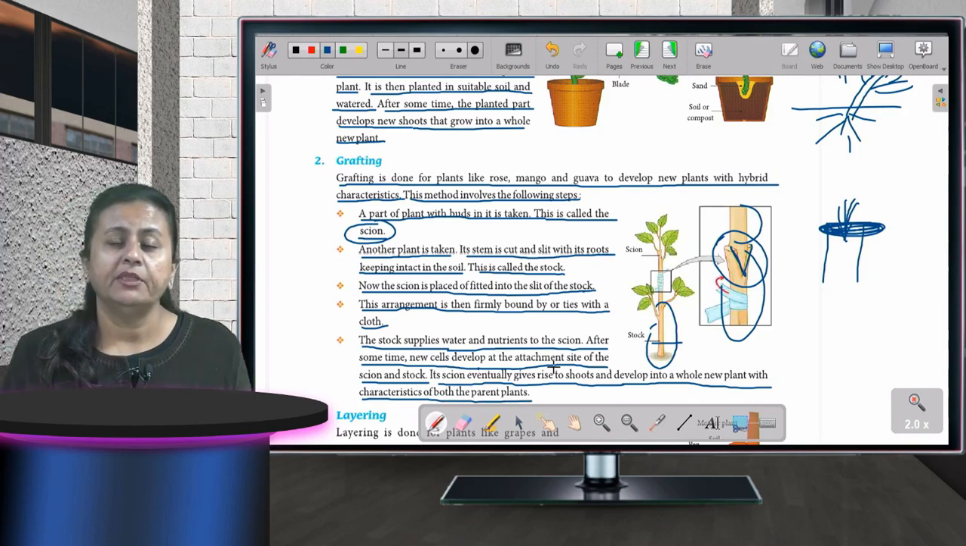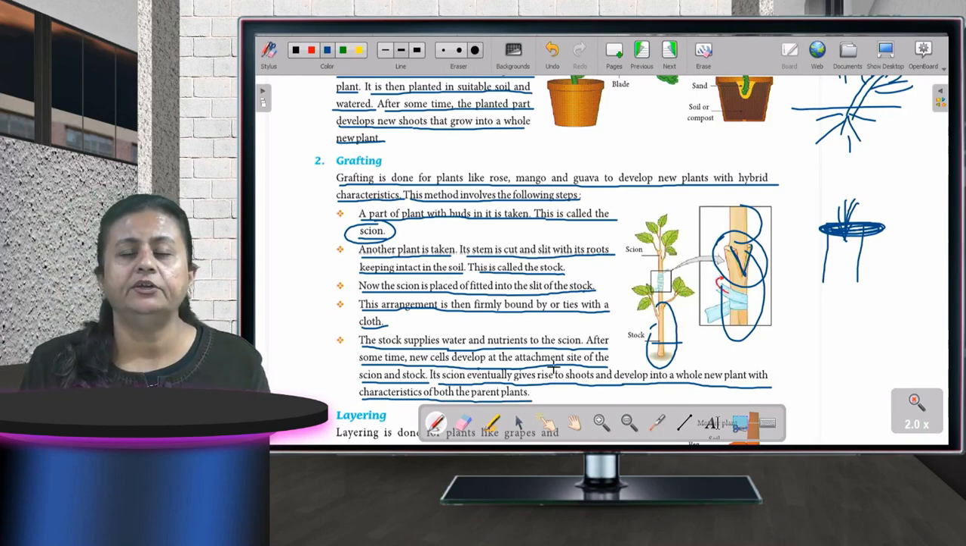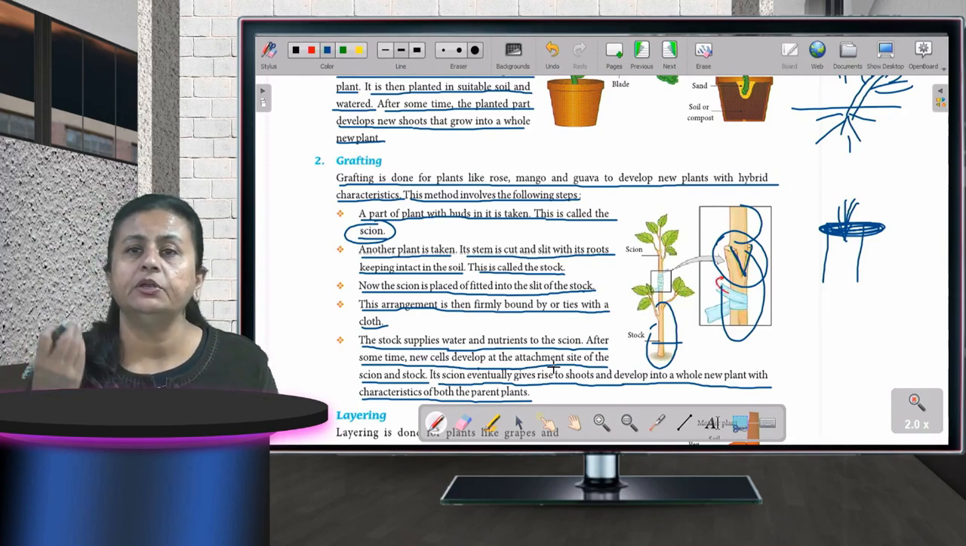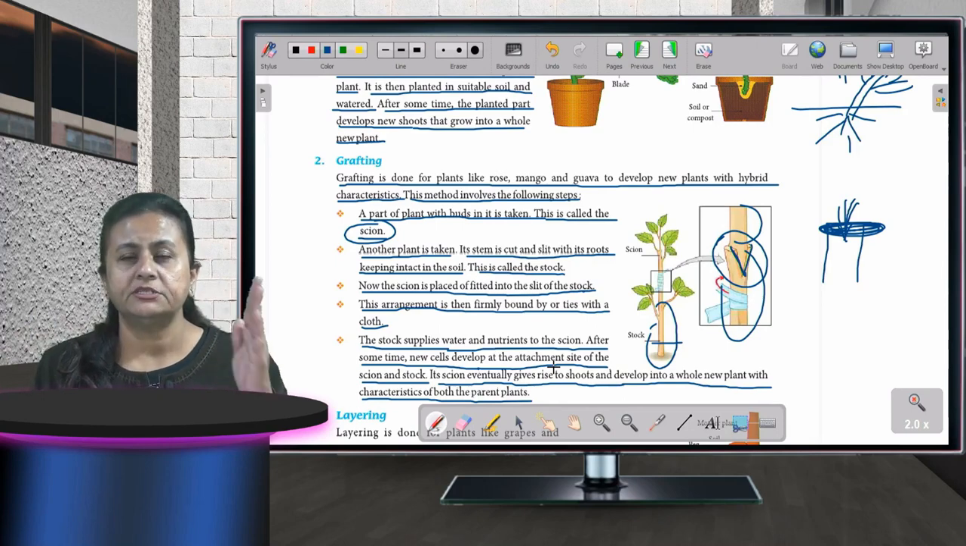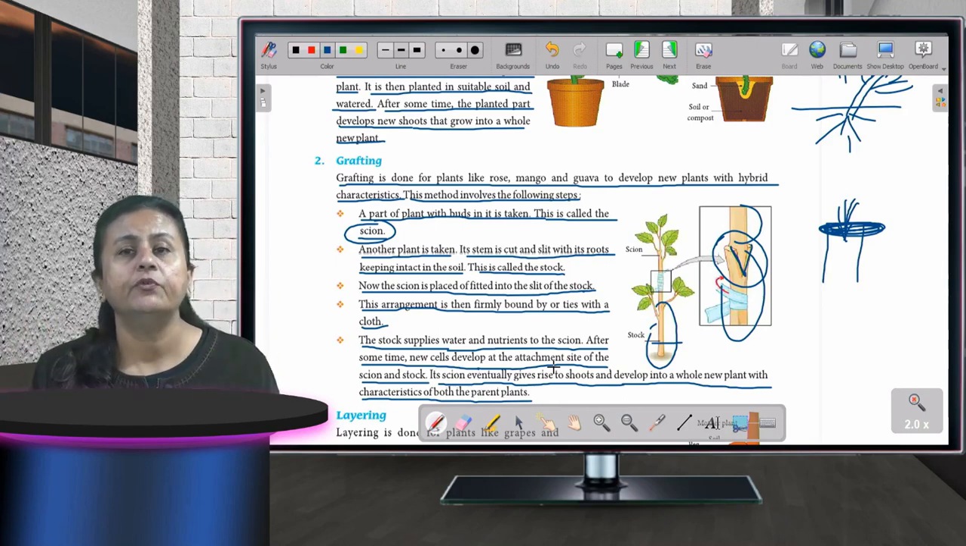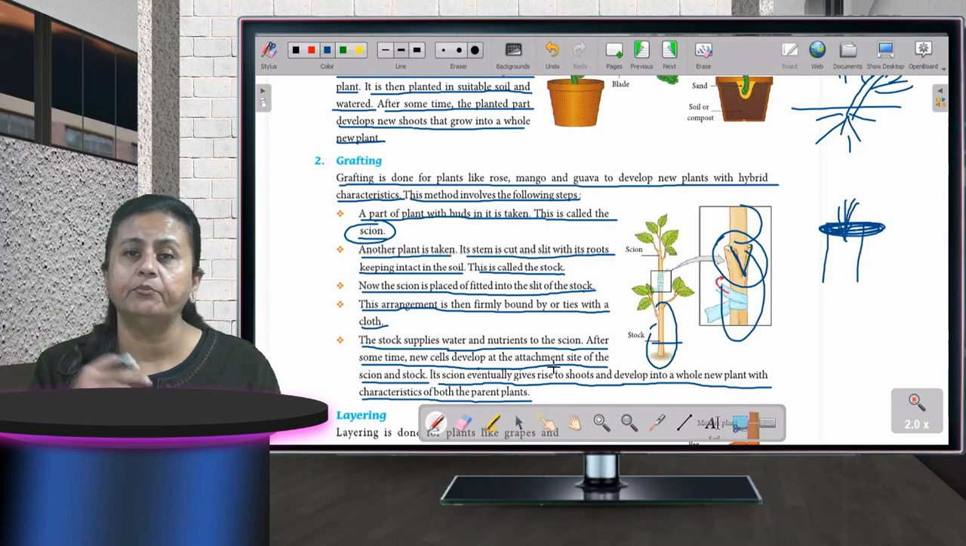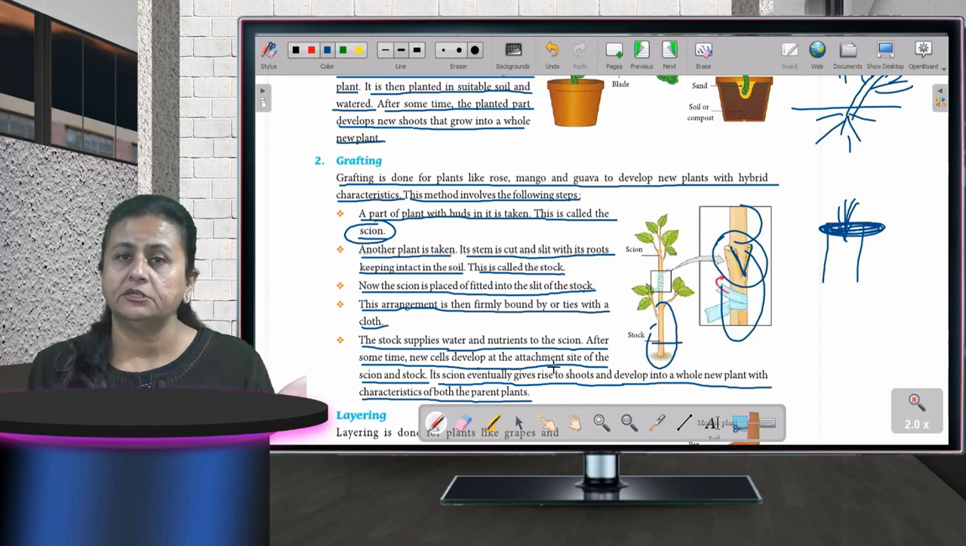Now what will happen, as we have done it to get a better breed, a hybrid? The plant which will grow from this, that means from the scion and from the stalk, will be of a new variety. It would have both the characteristics of the plant which was cut and the plant on which it was fixed. Fine, children.